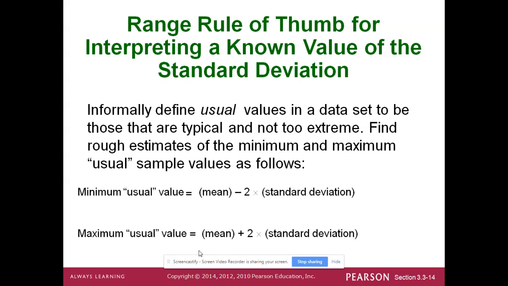Okay? So those are little formulas for minimum usual value and maximum usual value. Make sure you know those. Mean minus 2 times s, mean plus 2 times s. Minimum is on the minus side, maximum is on the plus side.